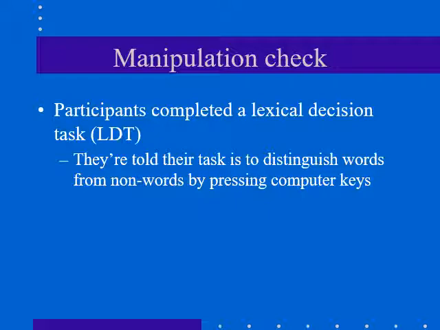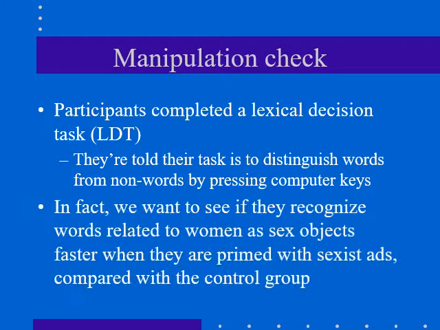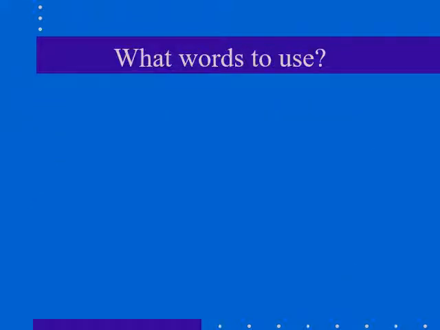It should really just be called a word decision task, but you know how psychologists are, we have to fancy things up. So what people are told is that their job is to distinguish words from non-words by pressing the appropriate computer keys. In fact, what it's really used for is we want to see if our guys recognize words related to women as sex objects faster when we prime them with the sexist ads compared with the control group. So what kinds of words should we use?